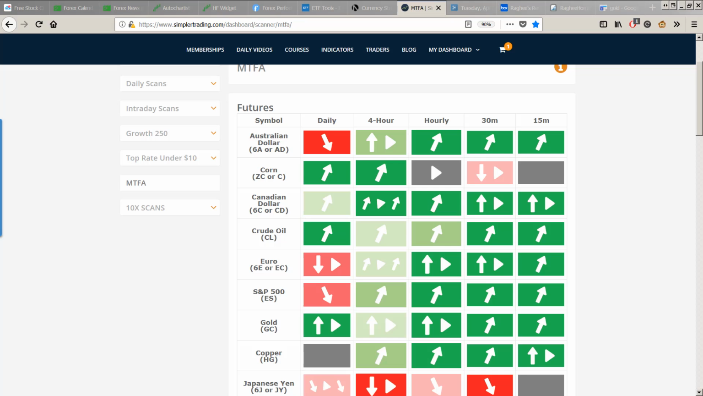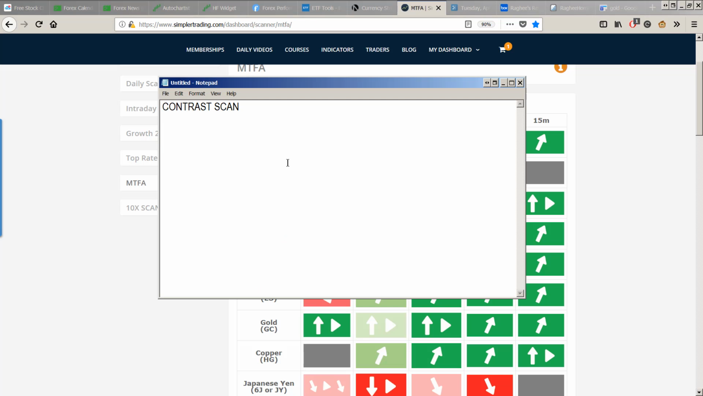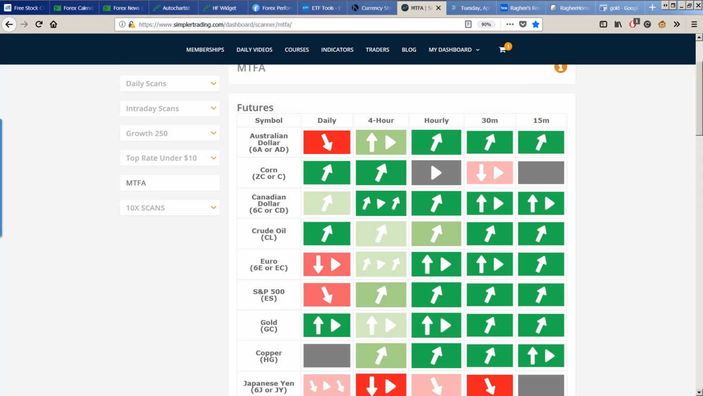scan. Now, the reason I call it the contrast scan is because I'm looking at the long-term, the daily, which is the column all the way to the left, and I'm comparing it with the short term, which are the two columns to the right. So that means that I'm really focusing in on if there's red here on the left, meaning we have a downtrend or a squeeze that's recently fired off or that's preparing to fire off. If I have red here, I want green here, and vice versa.